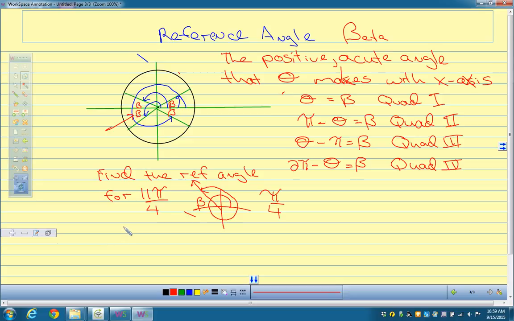Who's confused? You're confused, Sarah? Because I guess for this one, you really can't just plug into this formula, right? Because if you did that, you'd get 11 pi over 4 minus 3 pi over 4, which would give you a negative. And that's not really right, so you have to think you're going around the unit circle so many times, and then you're going to end up. But the reference angle is just the angle that you're making with the positive x-axis. Okay?